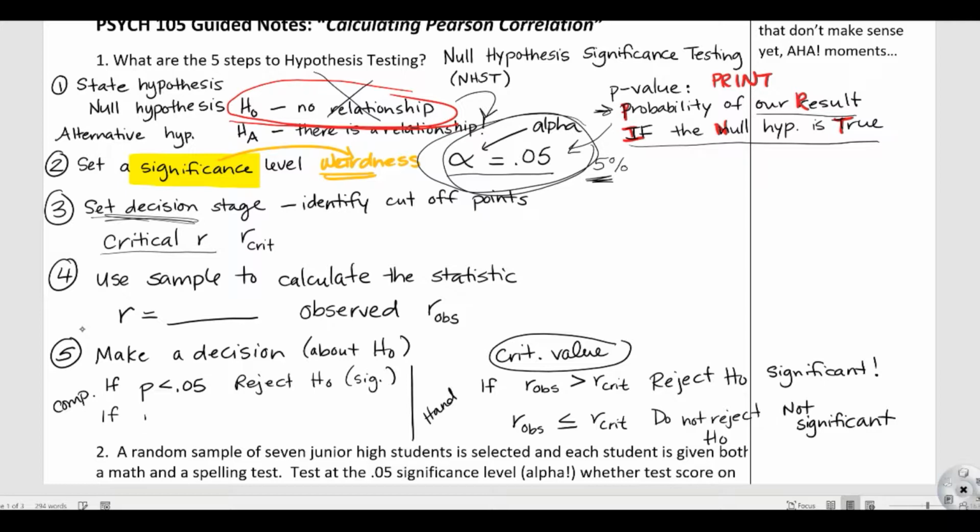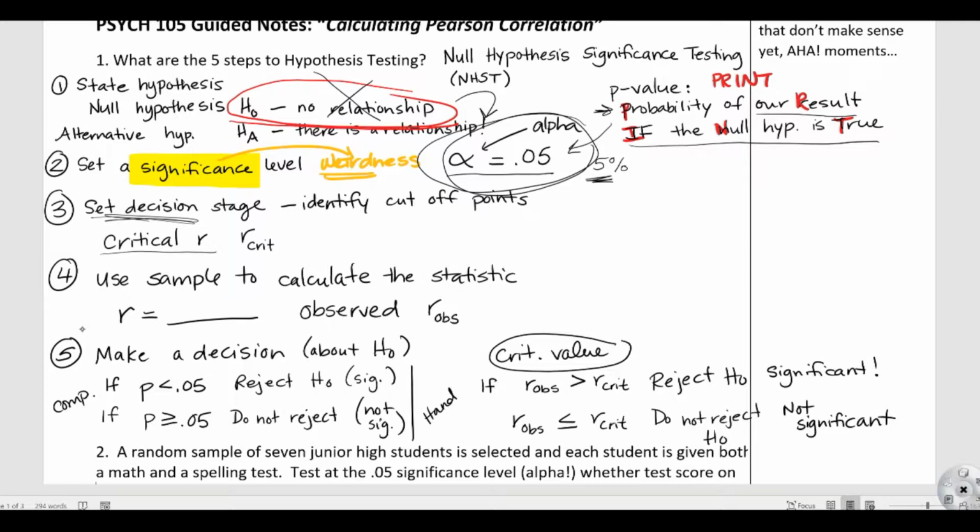If the p-value we get is not smaller than 5%, that means there's a 5% chance or higher that we could see our result if the null hypothesis is true, well then the null hypothesis might be true. We don't have good enough evidence to decide it's not true. So in this case, we do not reject, aka we would say it is not significant.